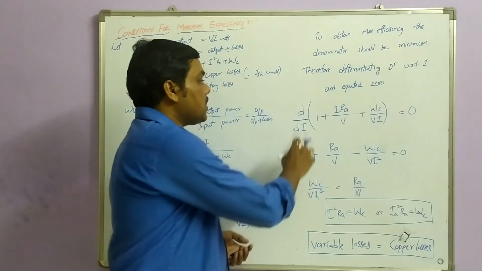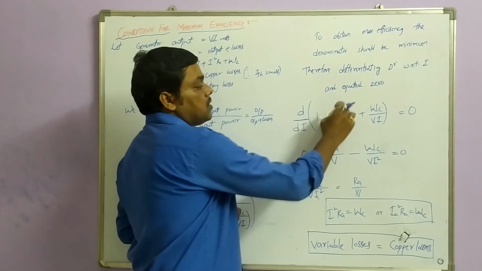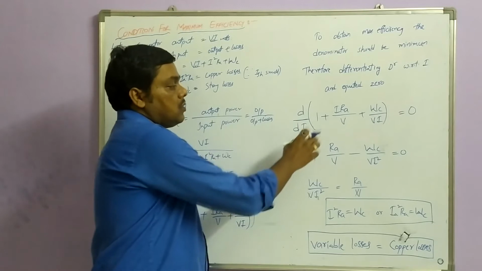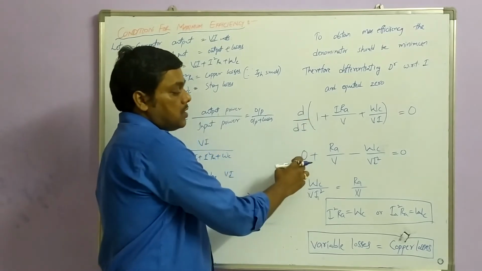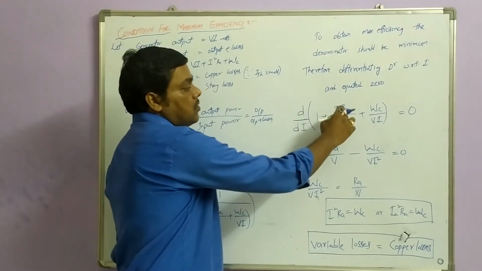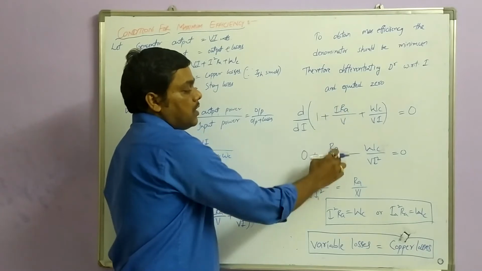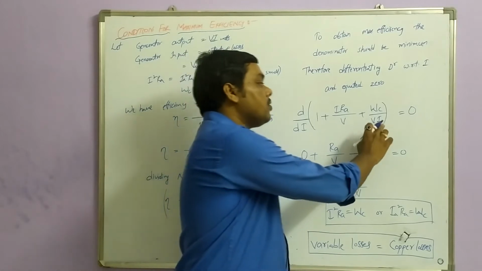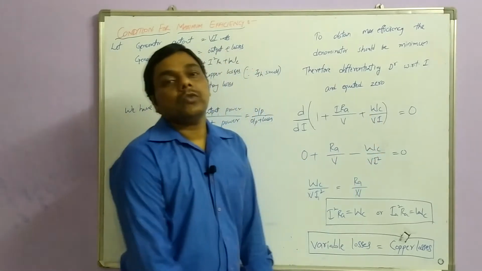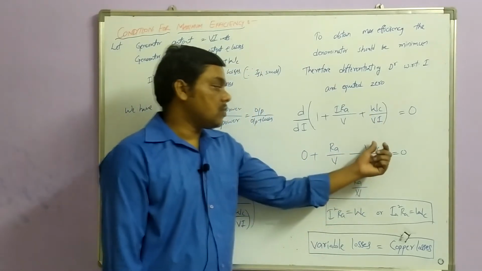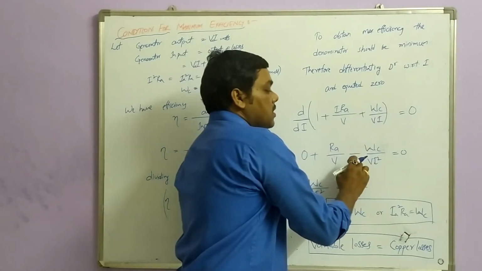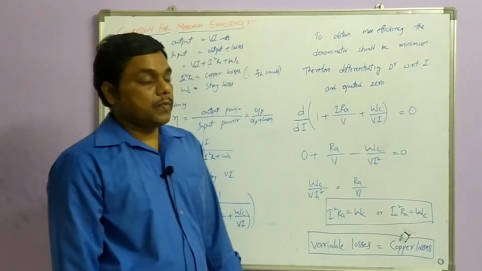Now what will we get? Differentiation of this term with respect to I and equated to 0. The differentiation of a constant is equal to 0, and the differentiation of I into Ra by V gives Ra by V. In the denominator we have I, 1 by I. You know the differentiation of 1 by x is minus 1 by x square, like that. So we get WC by minus V into I square.